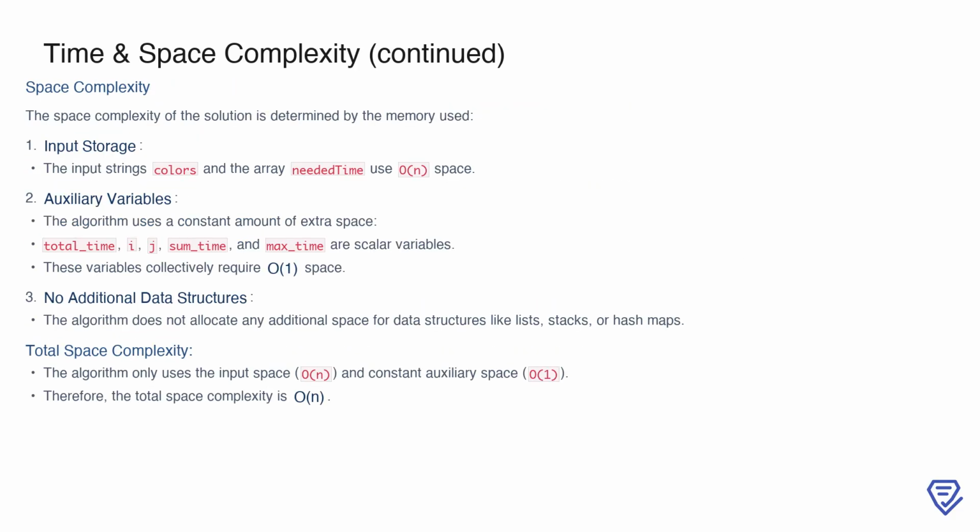Turning to space complexity, the memory usage of the solution is primarily determined by the input. The string colors and the array needed time together require O(n) space, where n is the length of the input. Beyond this, the algorithm uses a few auxiliary variables, such as total_time, i, j, sum_time, and max_time. These are scalar variables and collectively require constant space, or O(1). Importantly, the solution does not rely on any additional data structures, such as lists, stacks, or hash maps, which means no extra memory is allocated. Therefore, when combining the input space and the constant auxiliary space, the total space complexity is O(n).